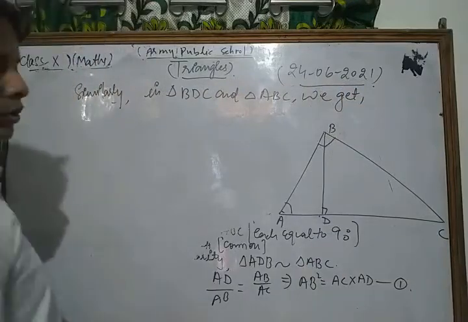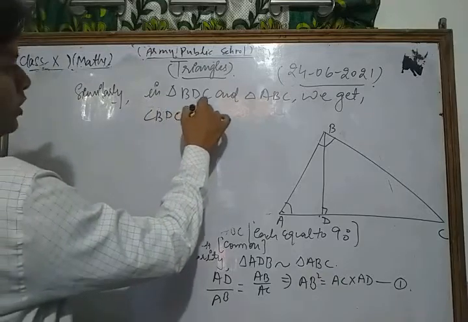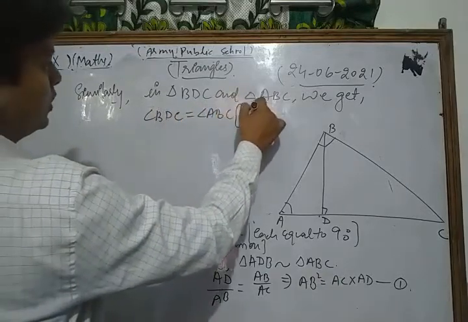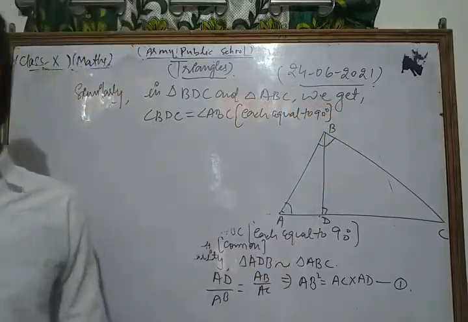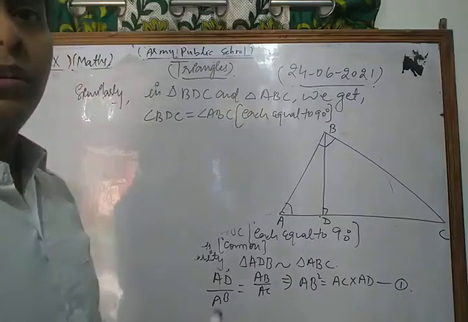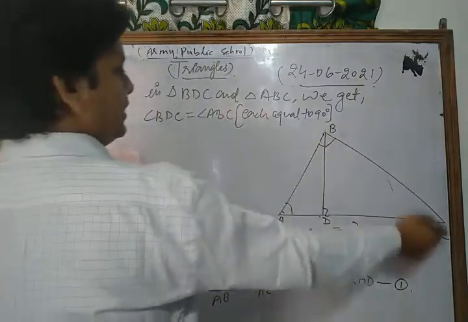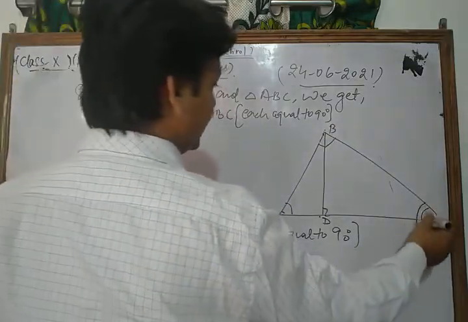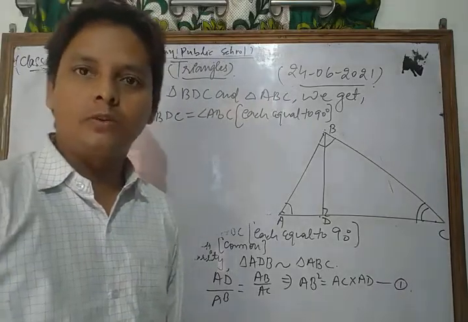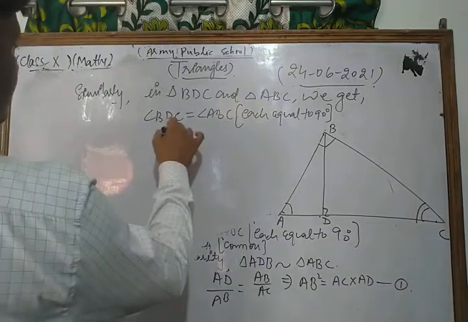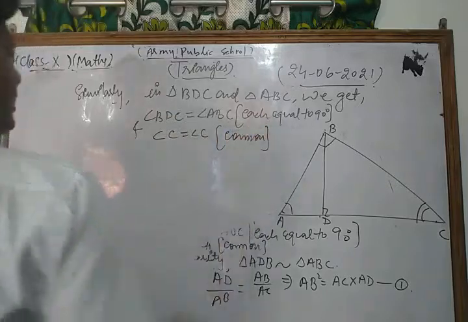we get what? Look, angle BDC is equal to angle ABC, each equal to 90. Now here, angle BDC is equal to angle ABC, which is equal to 90, and in both the triangles angle C is common. Angle C is equal to angle C. This is a common angle in both the triangles.